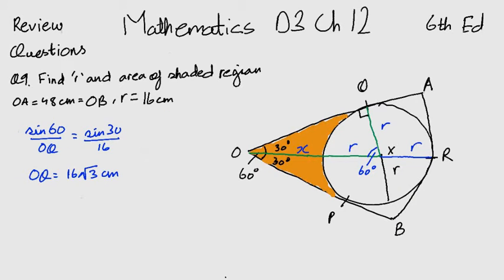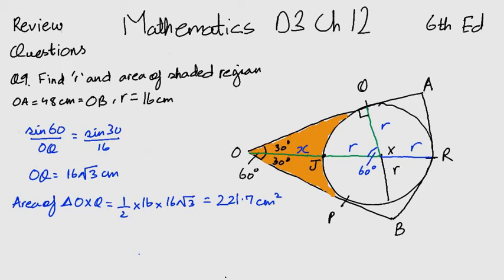Now let's move on to the next part, that is the area of the shaded region. We first apply the sine rule again and find that OQ equals 16 root 3 centimeters. Using that, we can find the area of the triangle OXQ. Next up, we place a point J in the diagram, and it is on the line OX. J is basically the intersection of the circle PQR with the line OX. That is the point where the circle and the line first meet.